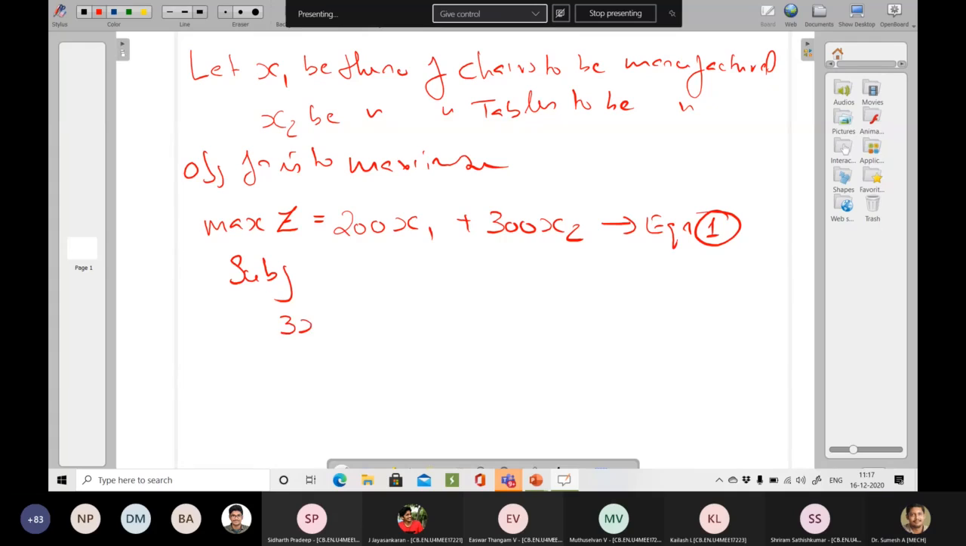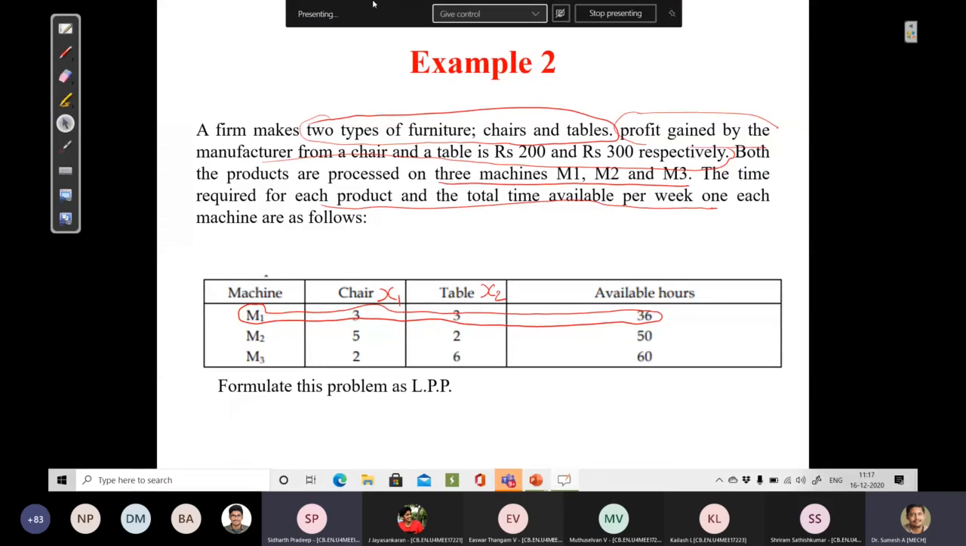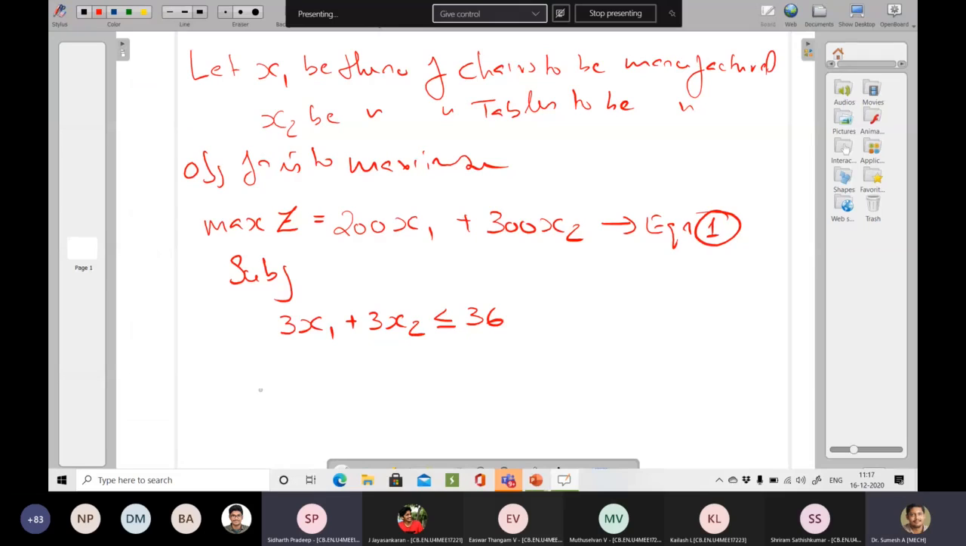Next one, 5x1 plus 2x2 less than or equal to 50. And the third one? 2x1 plus 6x2 less than or equal to 60. And finally, x1, x2 greater than or equal to 0.